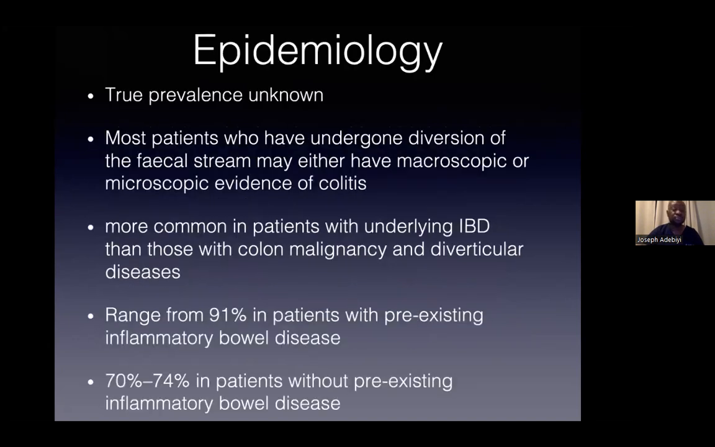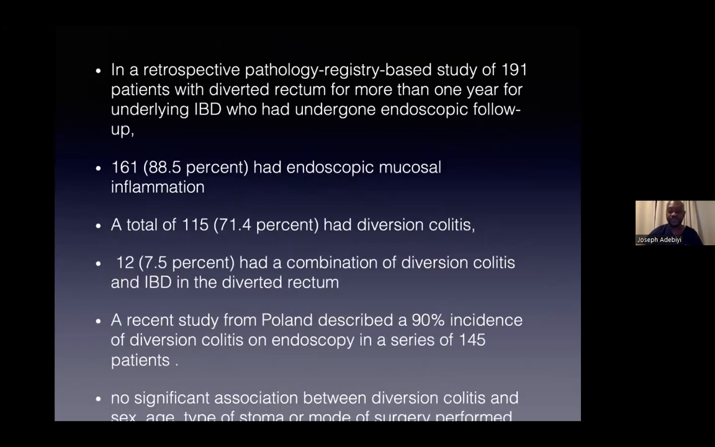So the true prevalence is actually unknown, but most people will say that 91% of patients who have pre-existing inflammatory disease and then have surgery will have some form of diversion colitis, and fewer patients who have other causes of disease or indications for surgery will have diversion colitis.